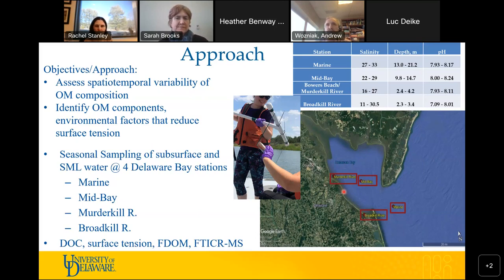We analyzed them for dissolved organic carbon quantities, surface tension using pendant drop tensiometry, fluorescent DOM characteristics, which I'm not sure that I'll have the time to discuss today, but if we do, I can add that at the end of the talk. And then Fourier transform ion cyclotron resonance mass spectrometry, which is a technique that's commonly used in the marine dissolved organic matter community.